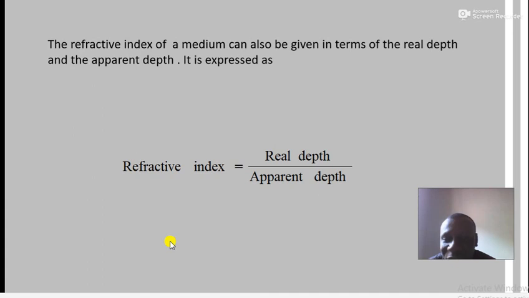But that is not the case now. Rather, we are looking at the position of the object in the medium and its image in the same medium, how they stand from the boundary between a pair of media. So therefore, we can say, without proof, that the refractive index is the real depth divided by the apparent depth, or simply the ratio of the real depth to the apparent depth. So let us use this to solve just an example.